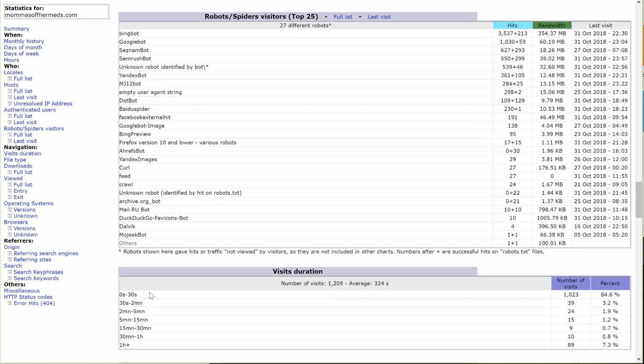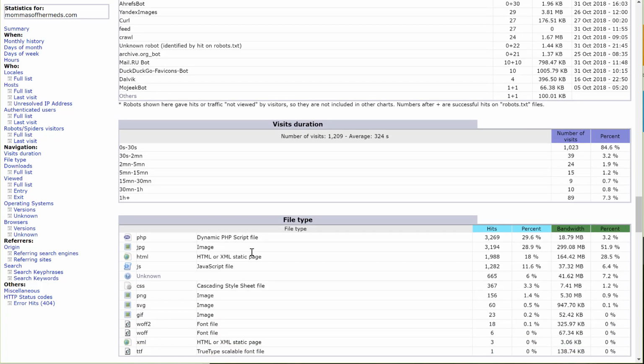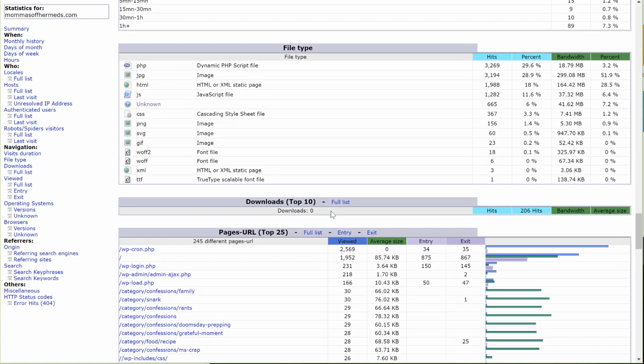Visit durations, this is sad. The overwhelming majority, 84% of people are on my site for less than 30 seconds. You kind of want to get those numbers up. It looks like 89 visits for over an hour, so somebody must have gone to the site and walked away. These are the file types that are the most popular. It means nothing. I have no downloads on my site. Sometimes you'll see a list here that won't make sense to you, but it doesn't really matter.